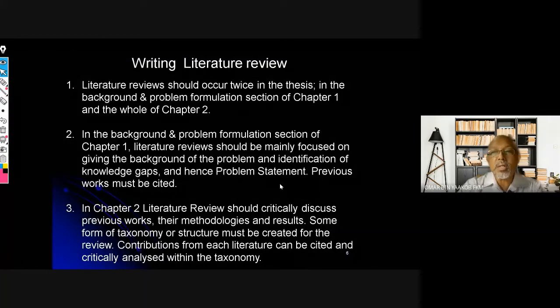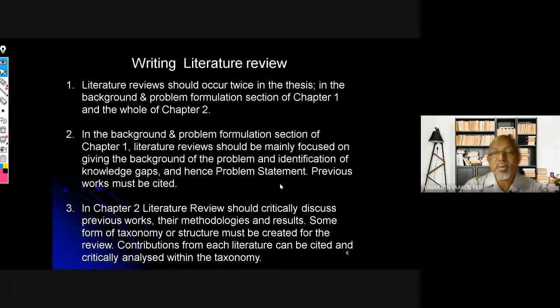So these are some of the points that need to be borne in mind when we write the literature review. Number one, the literature review occurs twice in the thesis. That means you review the literature and write the citations, and it will appear at least twice, mainly in chapter one and in chapter two. Or if you write your proposal without chapters, you use section one for introduction, section two for literature review, section three for methodology. So the literature review will occur in chapter one, in the background and formulation section, and also in the whole of chapter two.